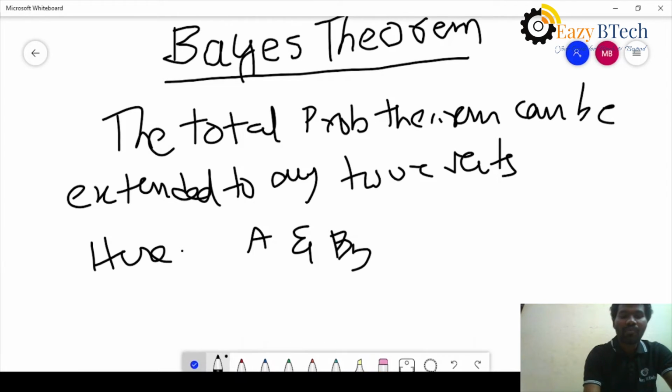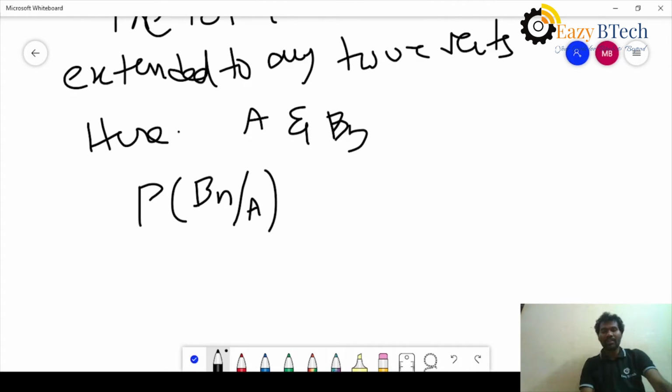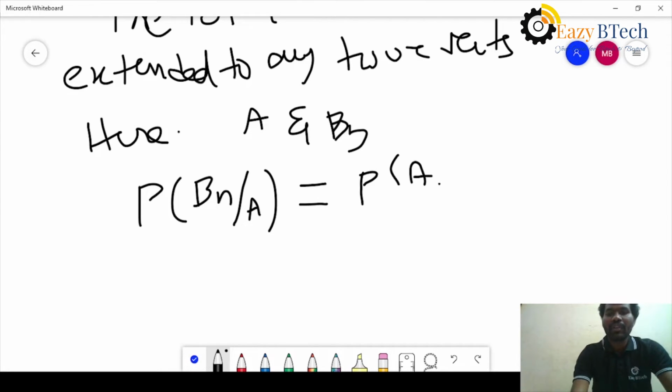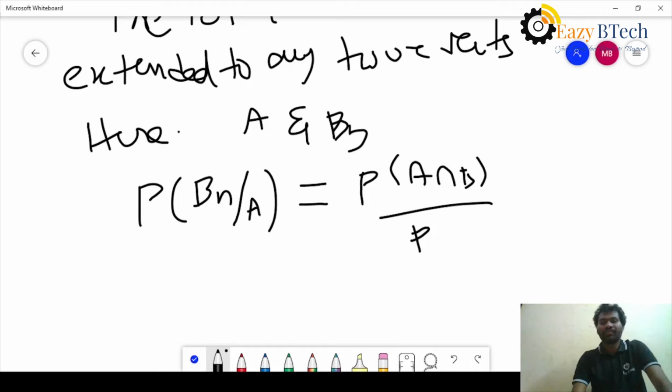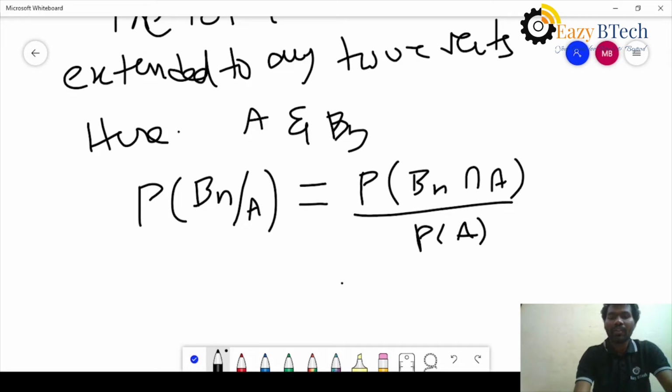What we have to find out is P of Bn intersection A. We already know from conditional probability that P of Bn given A can be written as P of Bn intersection A divided by P of A, where the condition is P of A not equal to 0, as it is in the denominator.